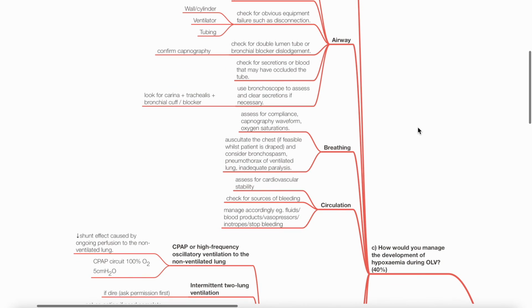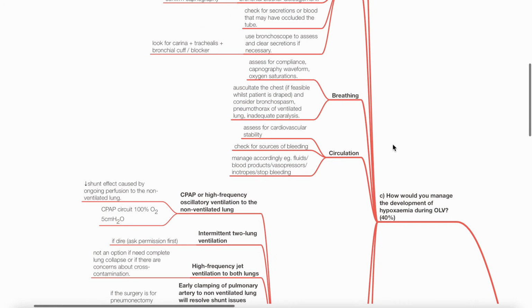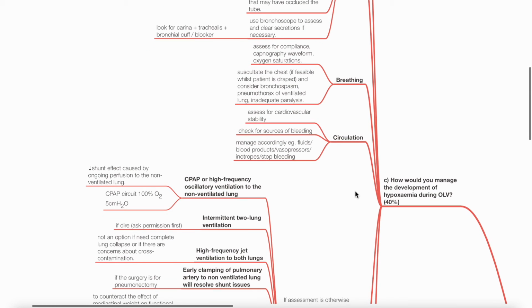B. Breathing. Assess for compliance, capnography waveform, and oxygen saturations. Auscultate the chest, if feasible while the patient is lateral, and consider bronchospasm, pneumothorax of the ventilated lung, and inadequate paralysis. C. Circulation. Assess for cardiovascular stability, check for sources of bleeding, and manage accordingly, for example, using fluids, blood products, vasopressors, inotropes, and stopping the source of bleeding.